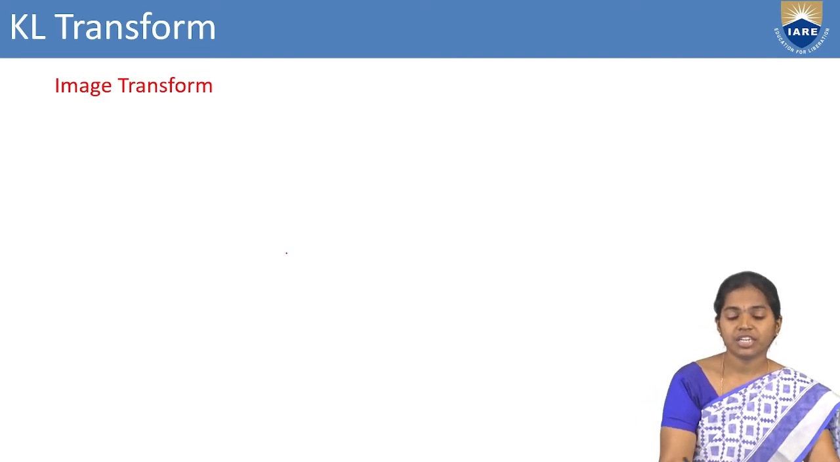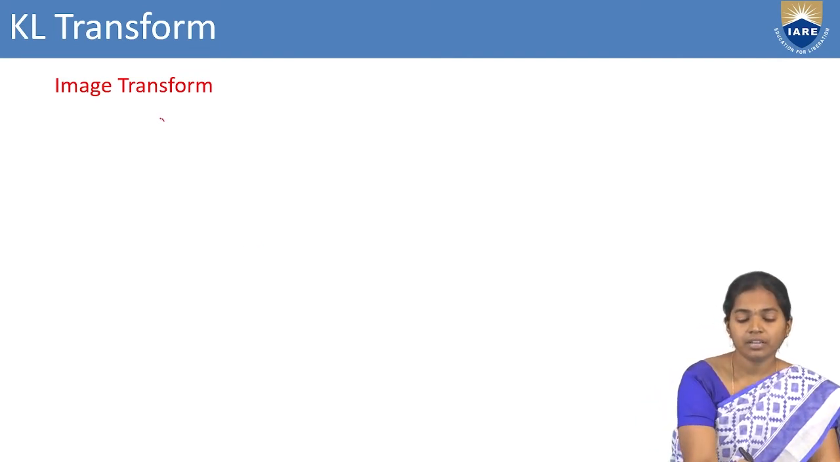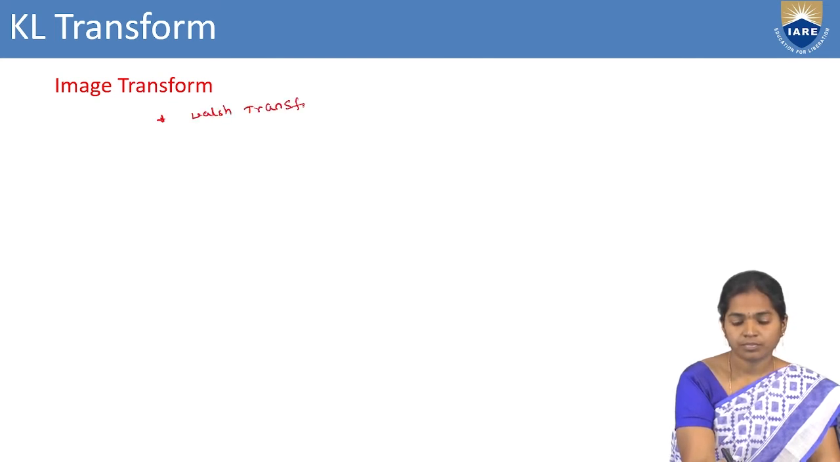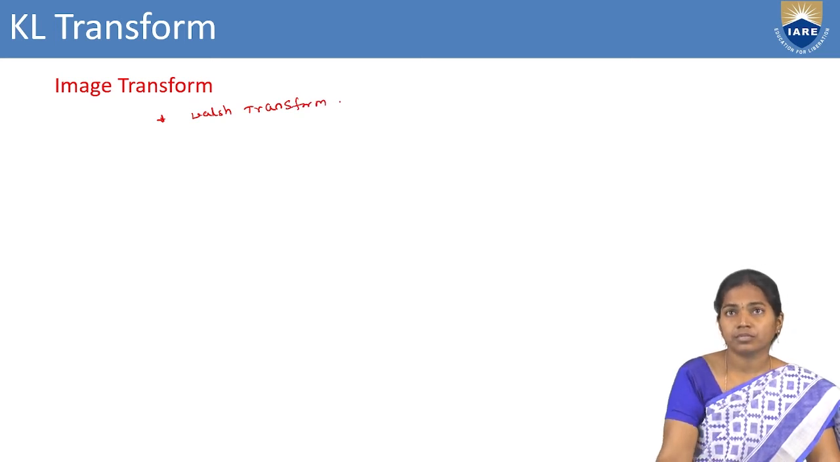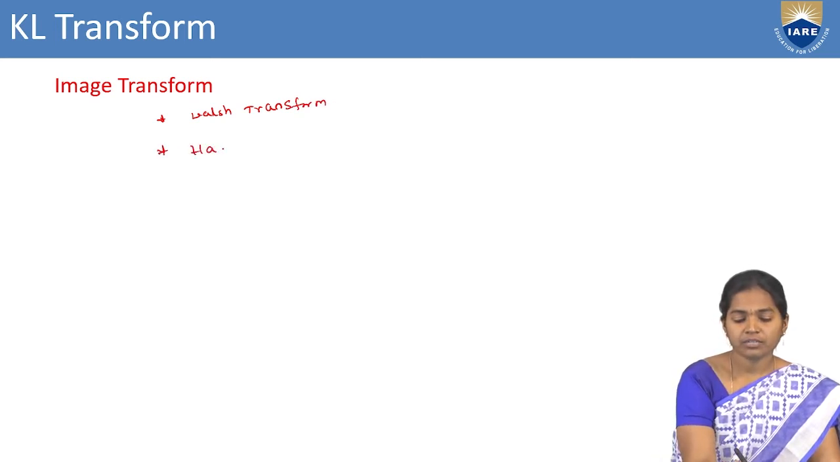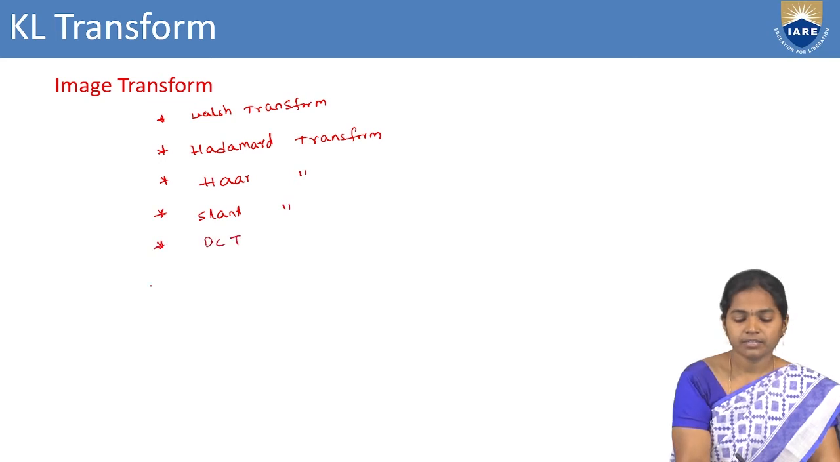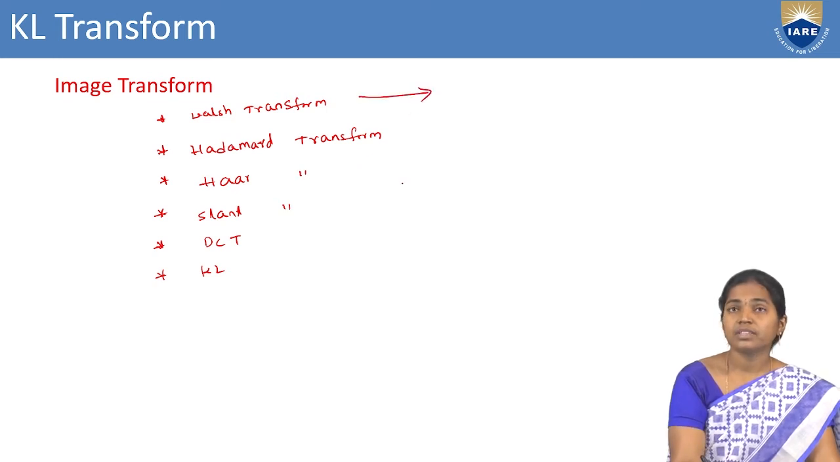So in this image transforms model we have Walsh transform, second one Hadamard transform, next one Hart transform, and another one slant transform, DCT and KL.